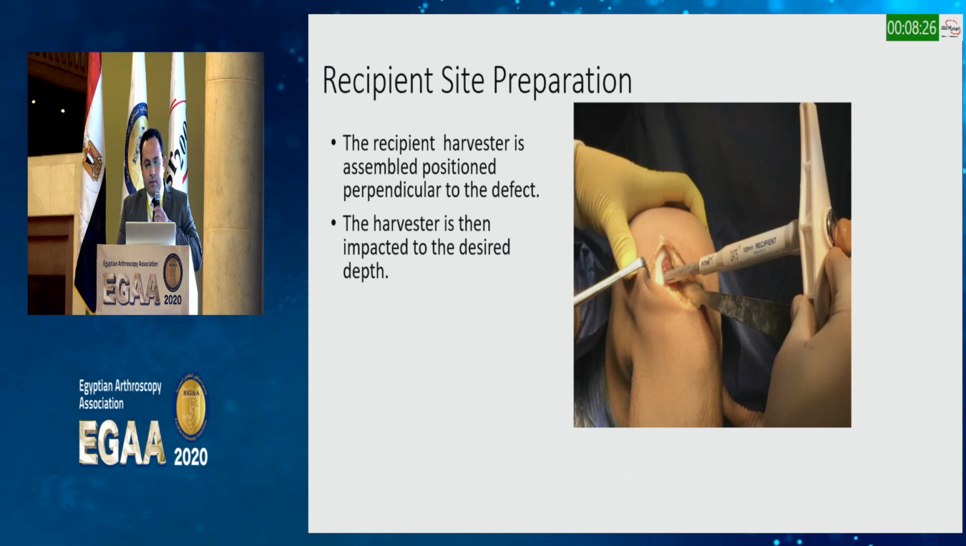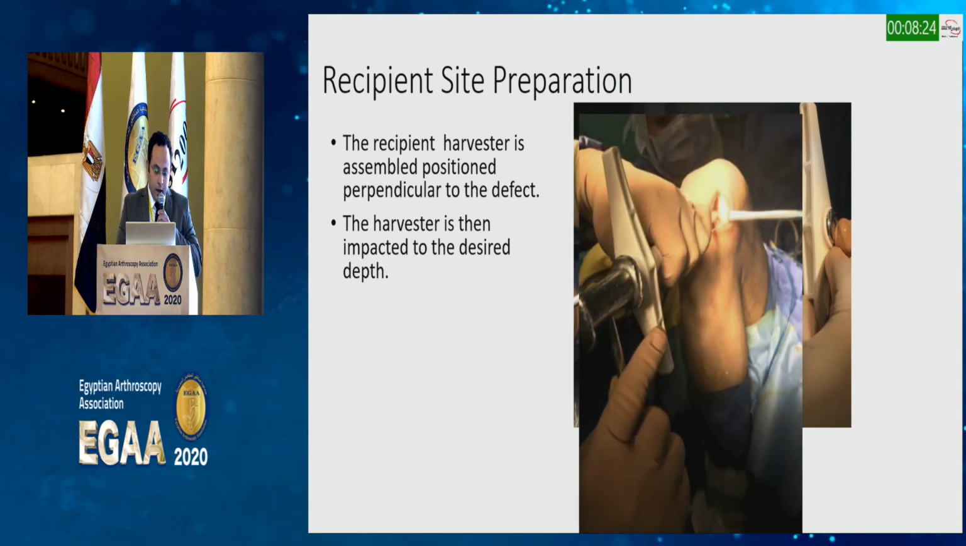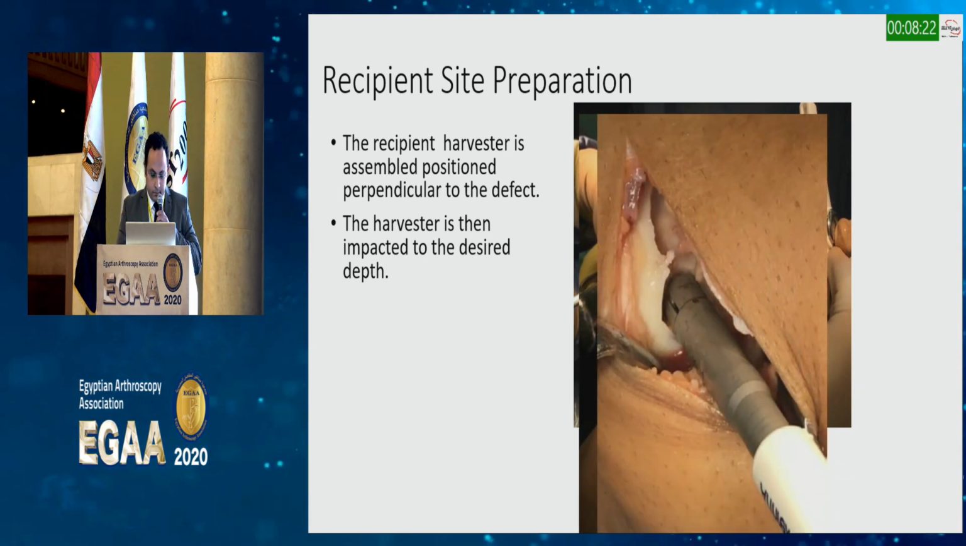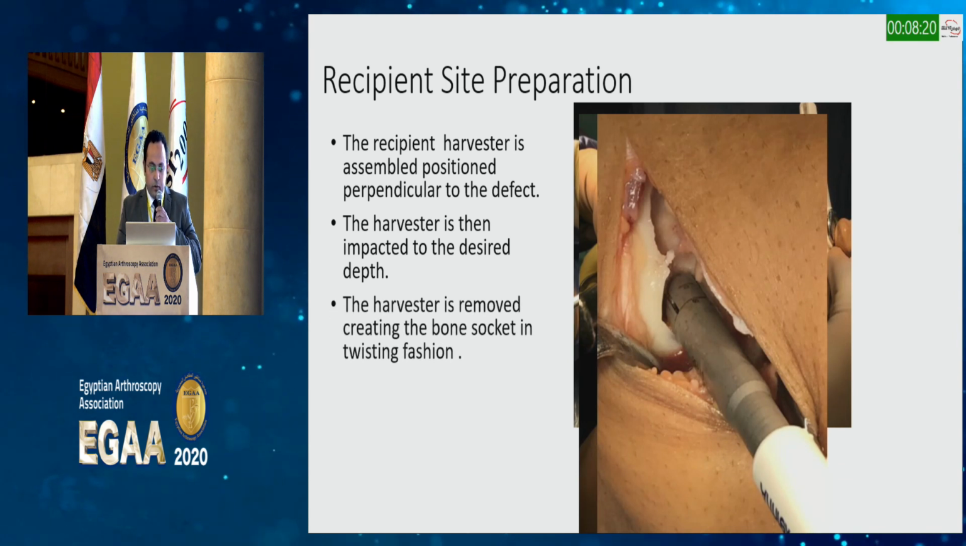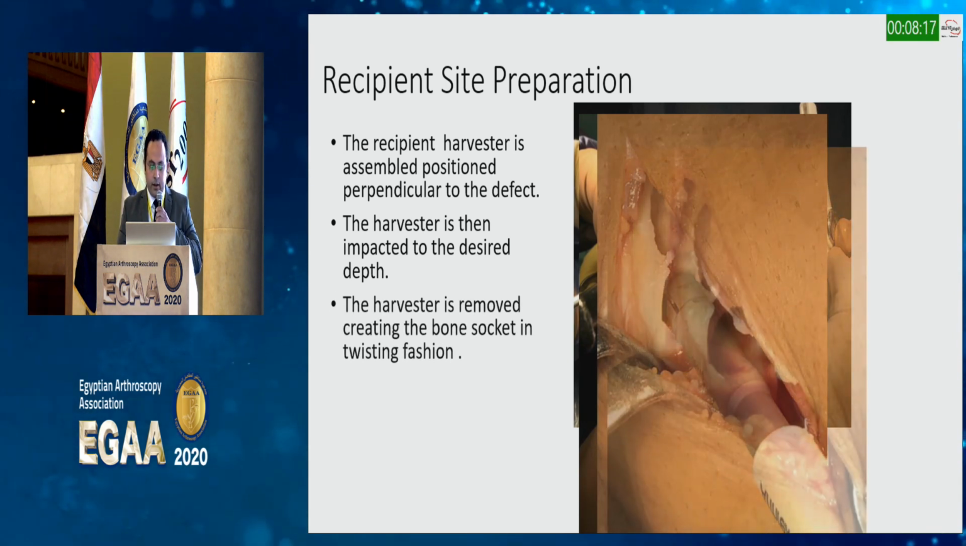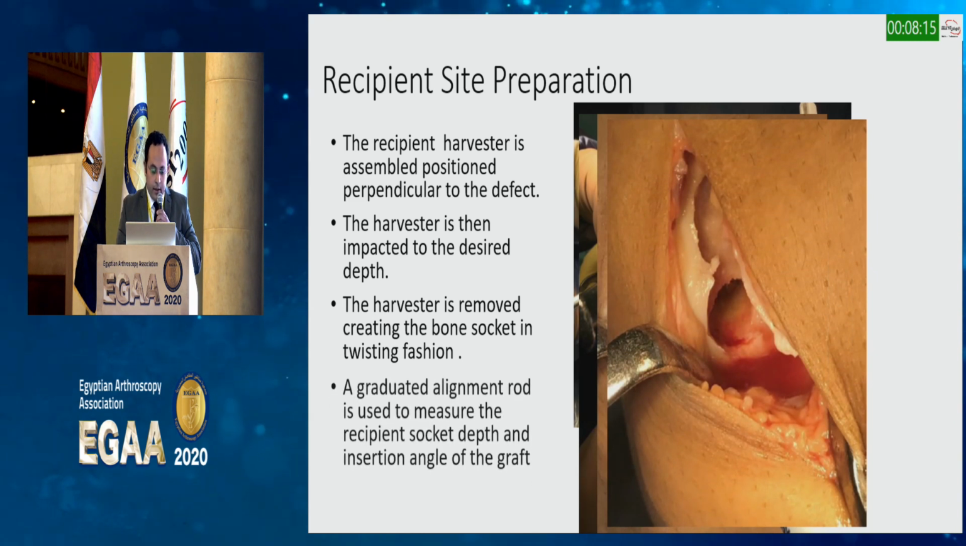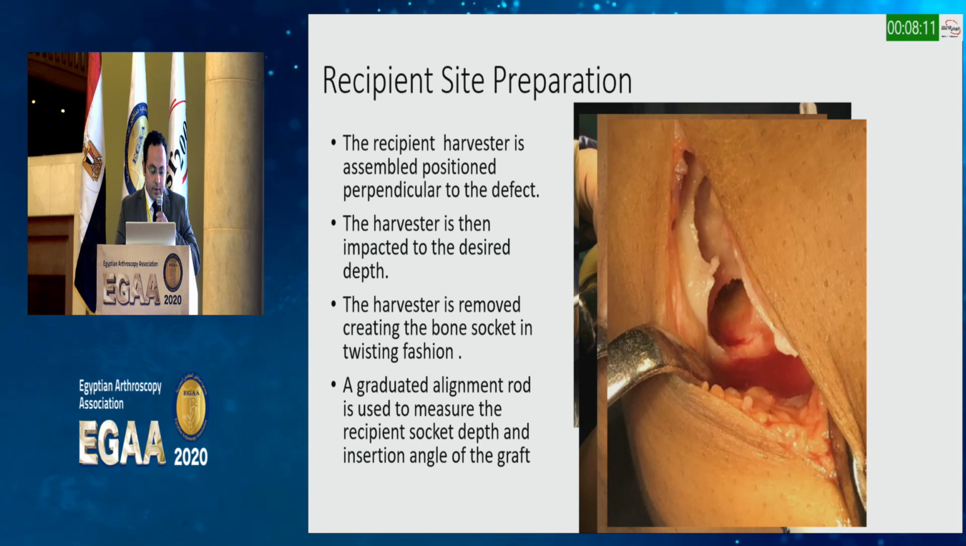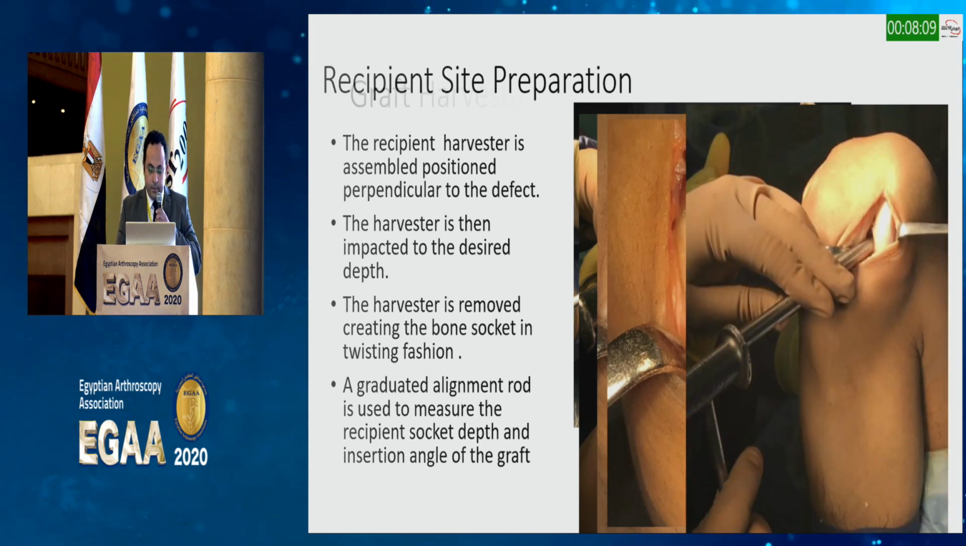The harvester is then impacted to the desired depth, usually not less than 15 millimeter. Then the harvester is removed by creating a bone stock in a twisting fashion, and a graduated alignment rod is used to measure the recipient socket depth and the insertion angle of the graft.